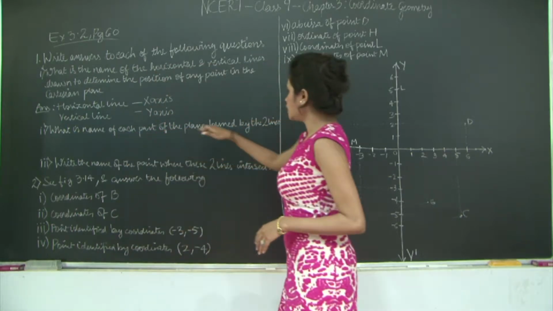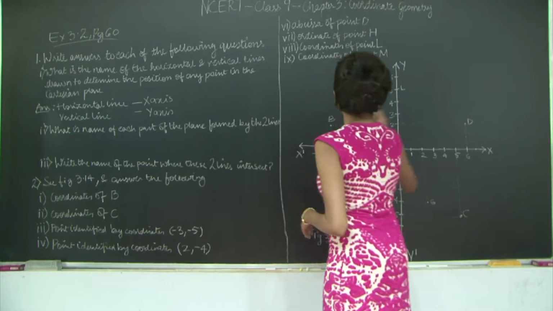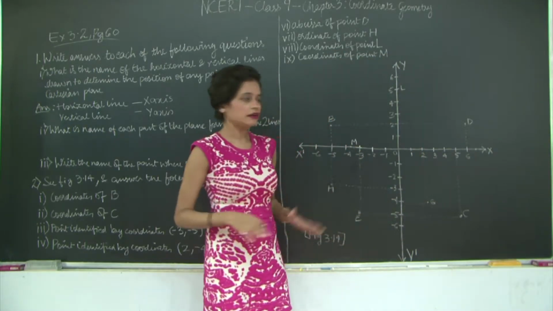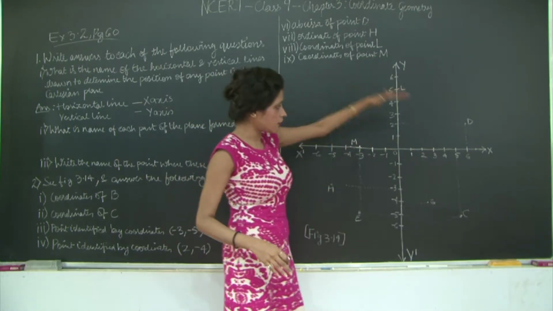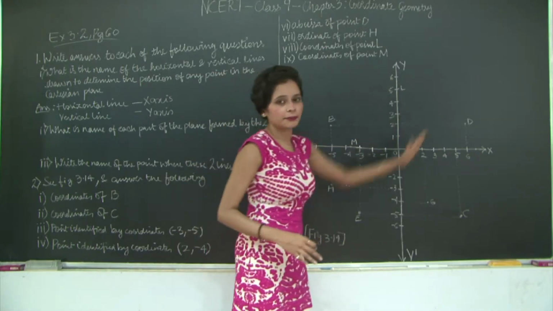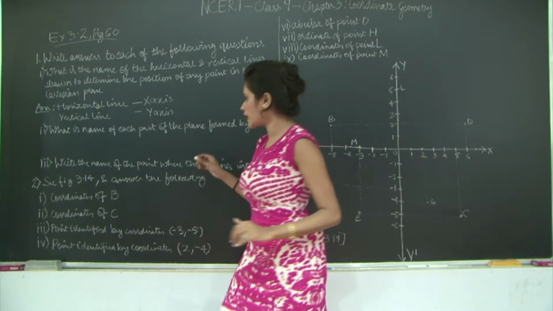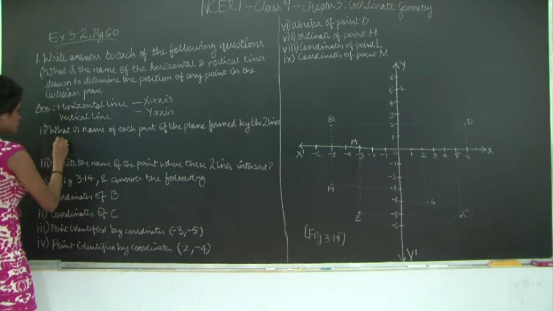What is the name of each part of the plane formed by the two lines? So this is our entire plane, right? Your paper is a plane. So now these two lines, the horizontal axis and the vertical axis, are dividing your plane into 4 parts, right? So each of these parts is known as a quadrant. So we'll write our answer. The name of each part of the plane formed by the two lines is called the quadrant.